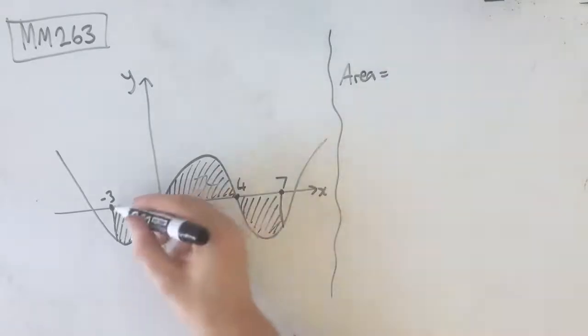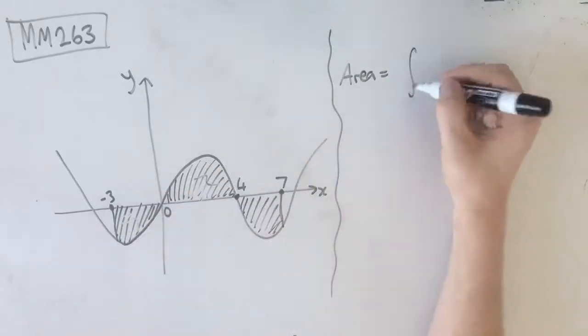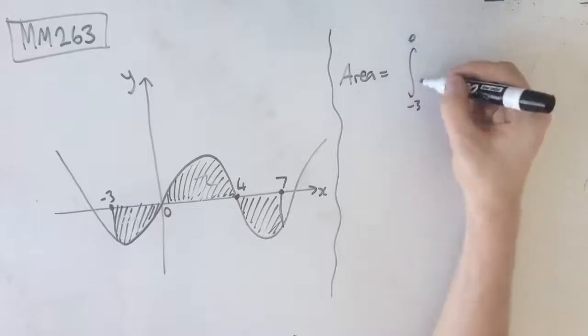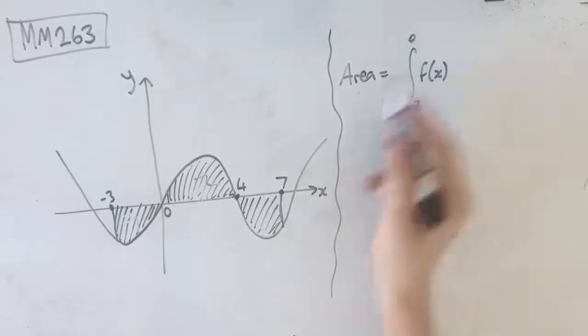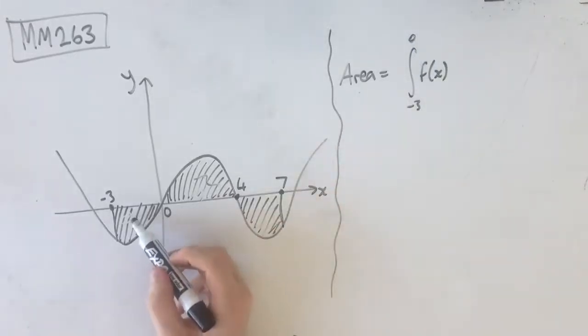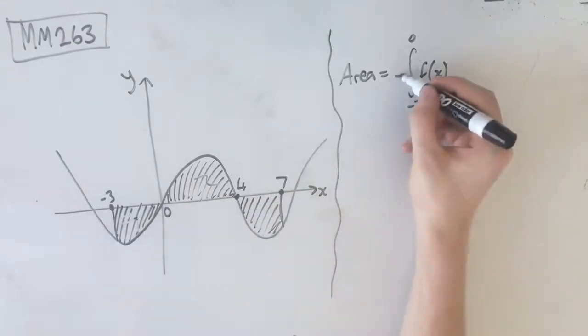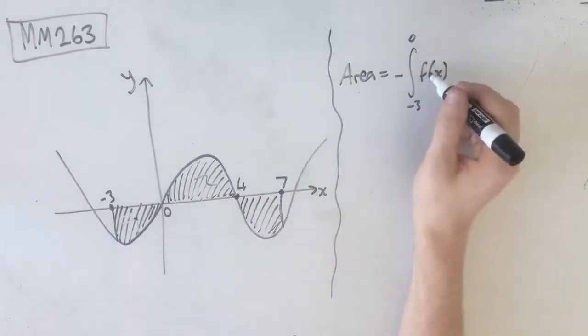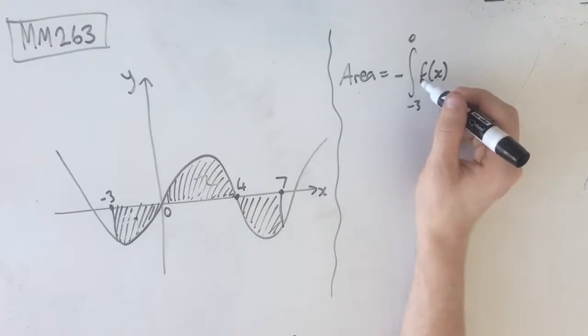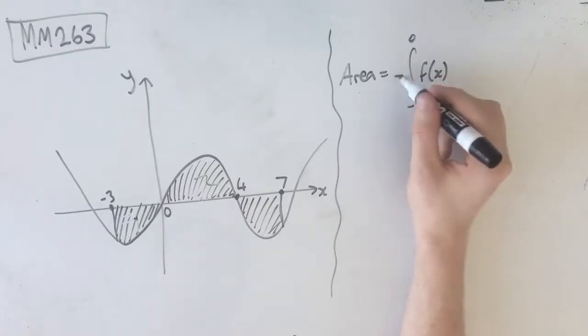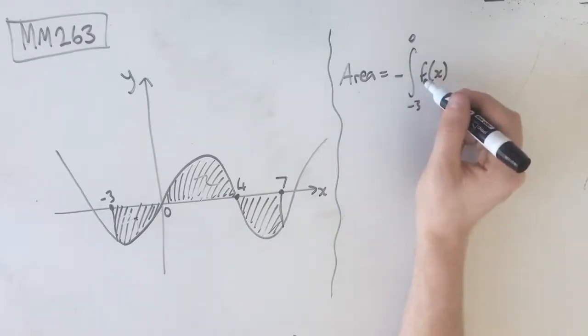So, our area from -3 to 0 of f of x is our first area. But because it's below the x-axis, we're going to need to make that negative because this whole thing is going to be negative, but we want the actual total area, which means that we're going to want a positive version of this, right? So we're going to make that negative.